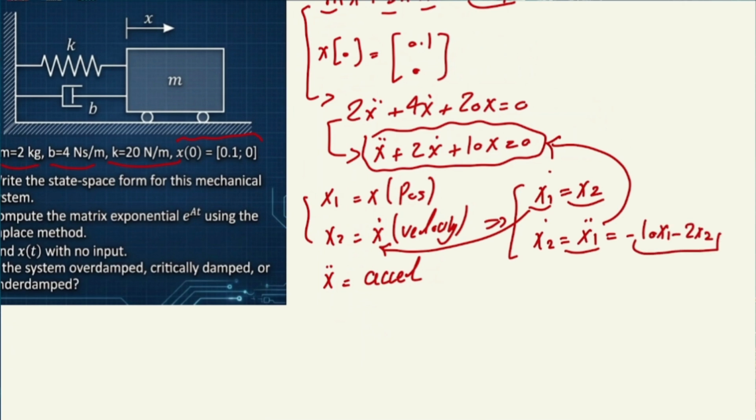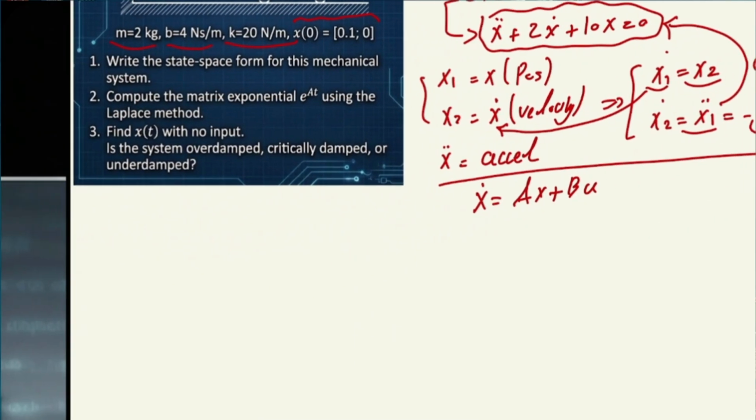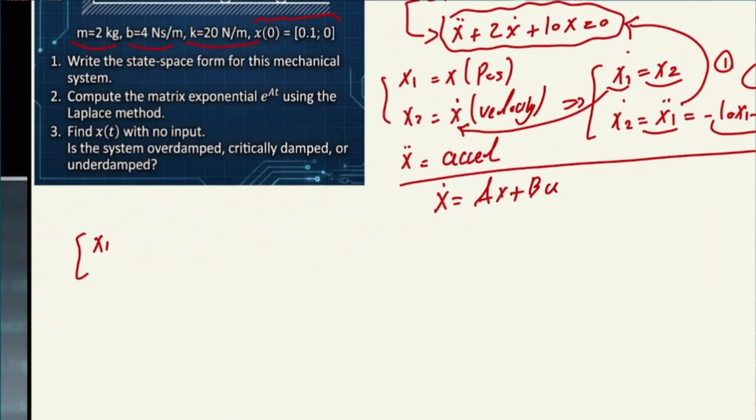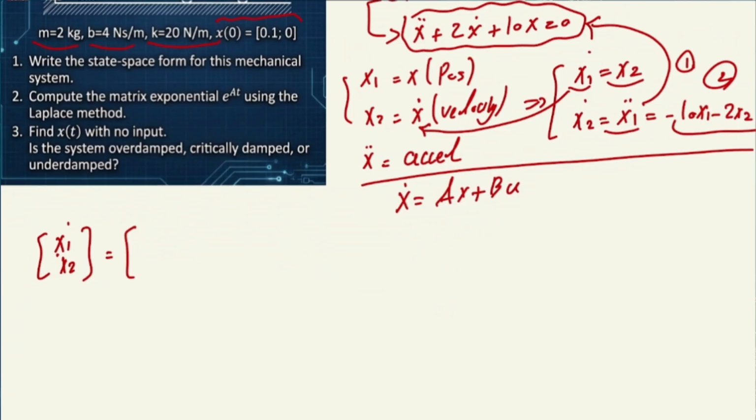So these two equations, the first one and the second one, are going to give me something that we know as the A matrix, because if you remember, my x prime was Ax plus Bu. So based on that, my x1 prime, x2 prime is going to be the coefficients of x1 and x2. If you write it down, you have 0, negative 10, 1, negative 2, x1, x2. So this is going to give you A.